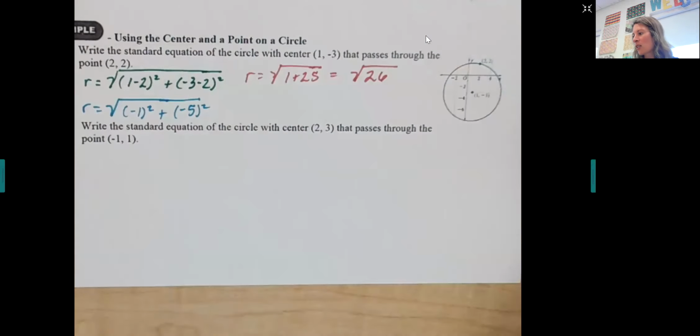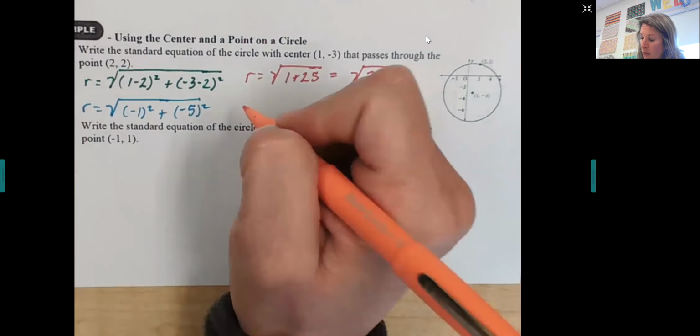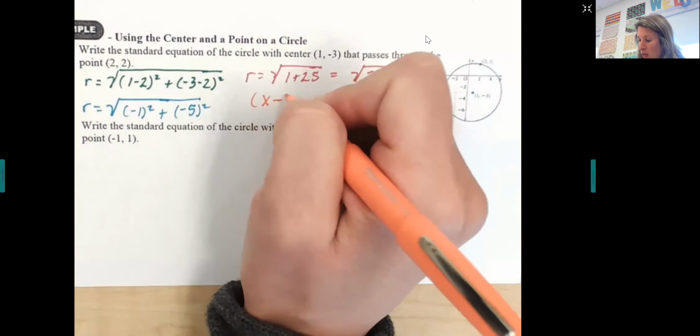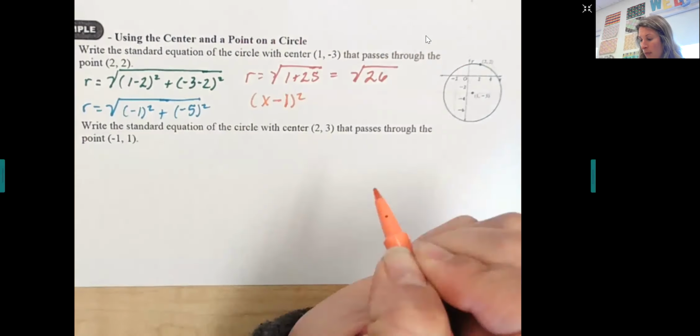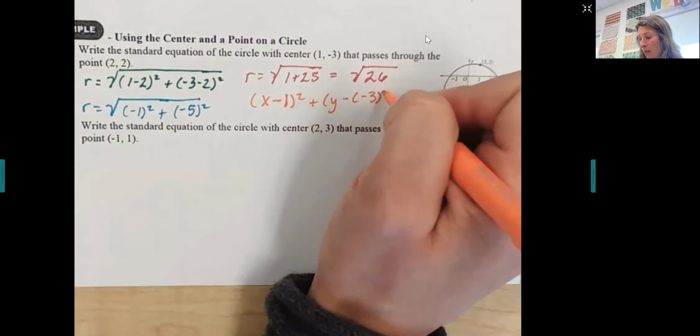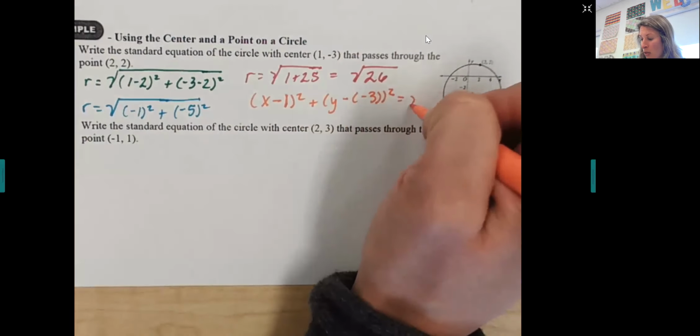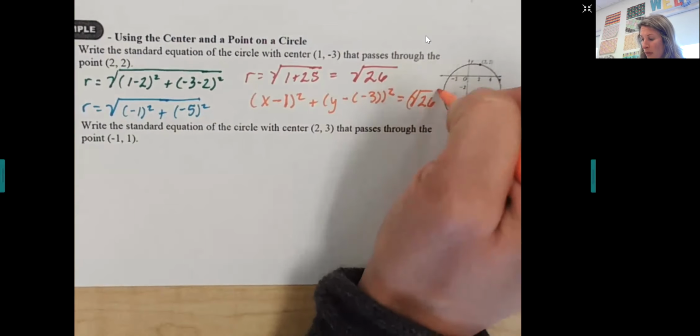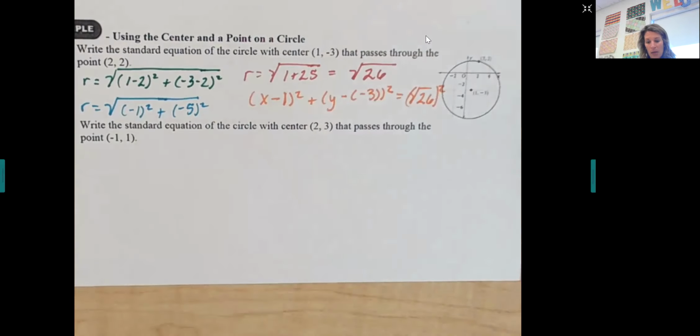We are going to now write it up as our x squared and y squared. So we've got x minus 1 squared plus y minus a negative 3 squared is equal to the square root of 26 squared. One more time, I promise you we'll be finished.